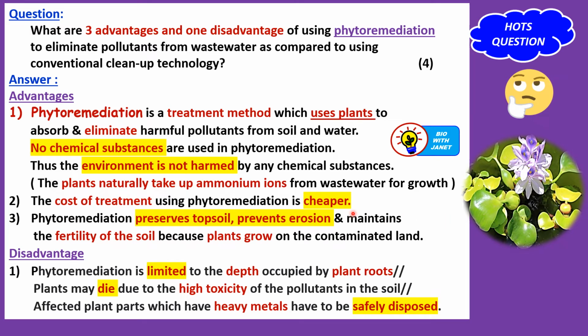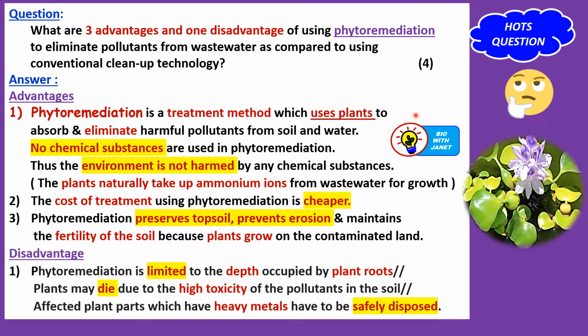So the cost of treatment using phytoremediation is cheaper, as we don't use chemicals or any special equipment to get rid of the pollutants. Now, thirdly, we use plants which grow on contaminated land, right? So the phytoremediation technique preserves the topsoil, the upper part of the soil, prevents erosion because there are plant roots that grip the soil, and maintains the fertility of the soil. Because the plants grow on the contaminated land, this type of treatment helps to preserve the soil.